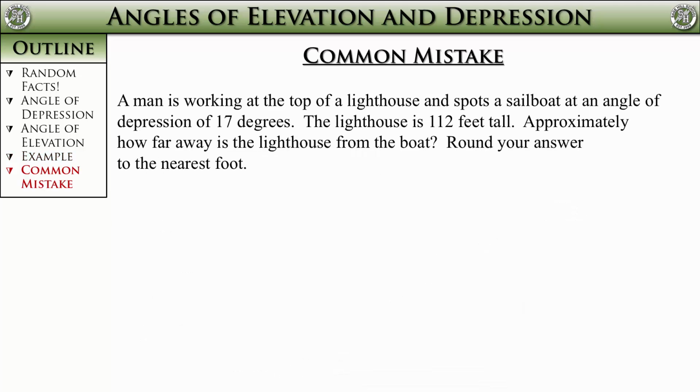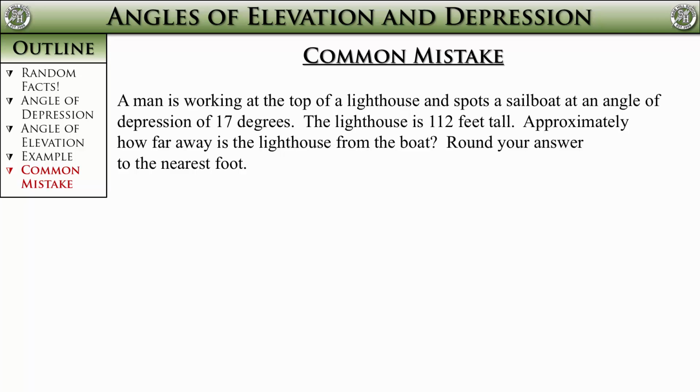Now it is time to illustrate the most common errors students make with these types of problems. Here we have a man working at the top of a lighthouse, and he spots a sailboat at an angle of depression of 17 degrees. The lighthouse is 112 feet tall. Approximately how far away is the lighthouse from the boat? Round your answer to the nearest foot.